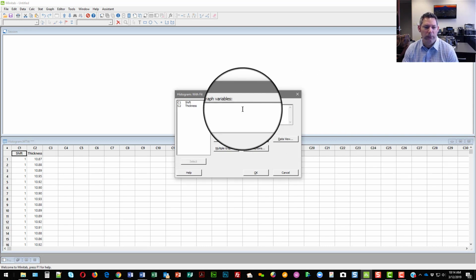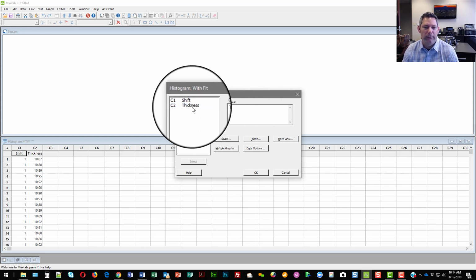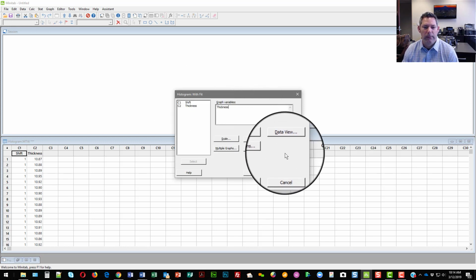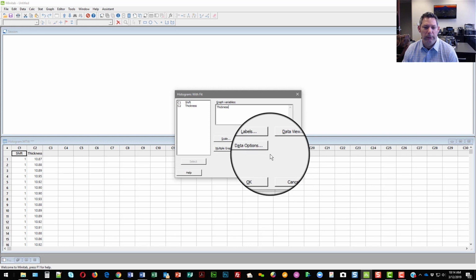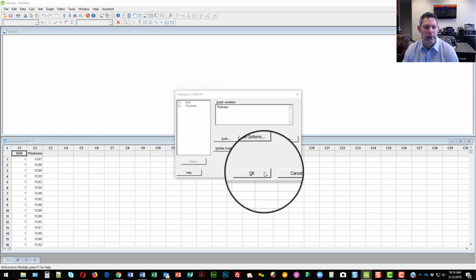And what variables are we going to do this histogram based on? It's going to be thickness. And I think we don't need to select any other options. We're going to say OK.